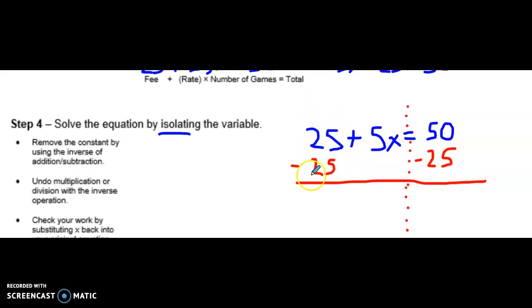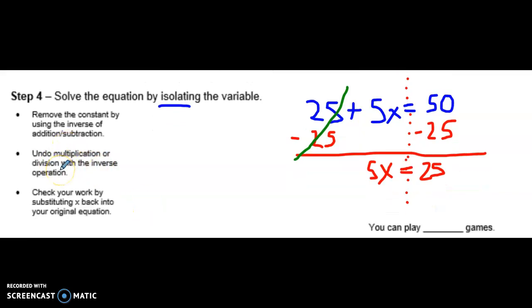If I did the inverse correctly, this should cancel out. So this is gone, it turned into 0. So we have 5x equals, well, 50 minus 25 is 25. My next step is to undo any multiplication or division using the inverse operation. If 5 and x are touching, that means multiplication. The inverse, or the opposite, is to divide. So I'm going to divide by 5 to isolate my variable.